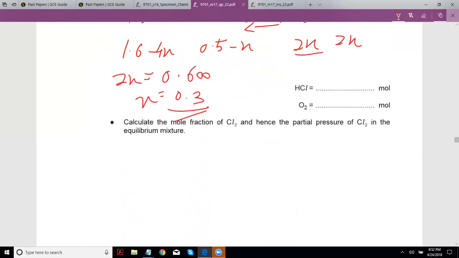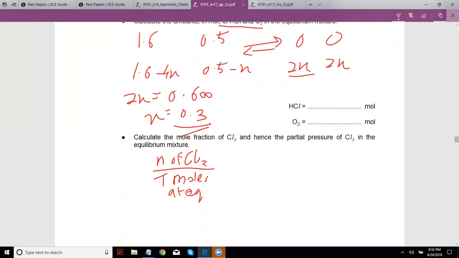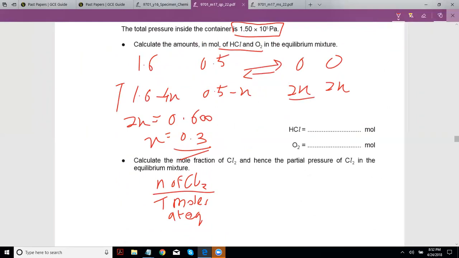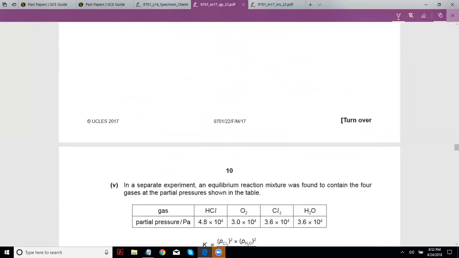So calculate the mole fraction of Cl2, which is the number of moles of Cl2 upon total moles at equilibrium. Correct? Yeah, that's correct. You will know the number of moles of Cl2 and the total moles at equilibrium, and hence the partial pressure of Cl2 in the equilibrium mixture. So you just multiply this by total pressure. Correct me if I'm wrong. Yeah, and you get your partial pressure.